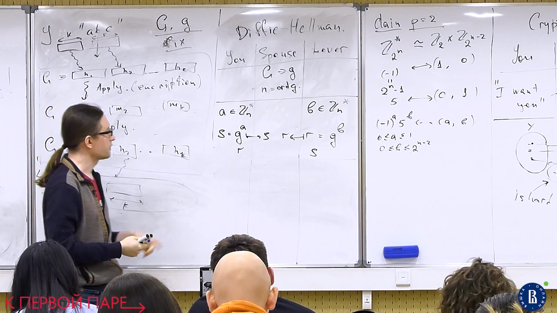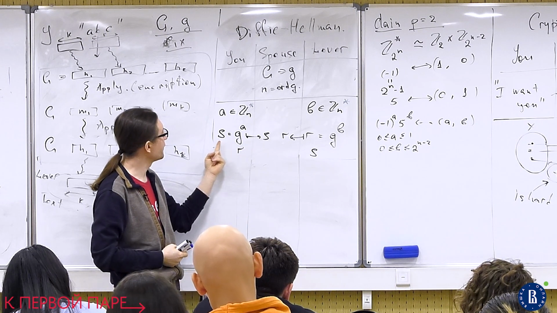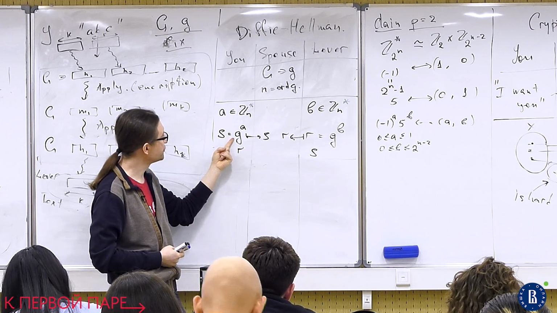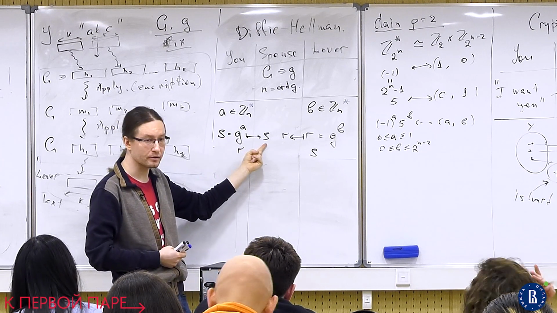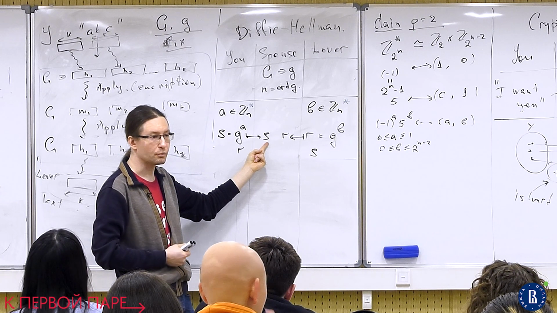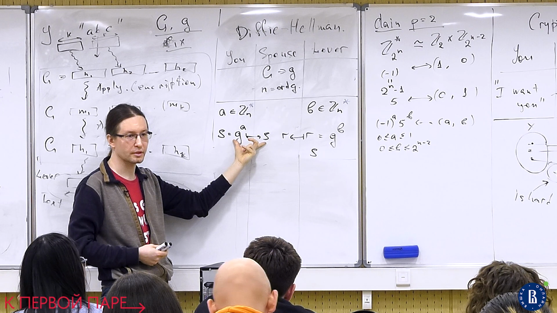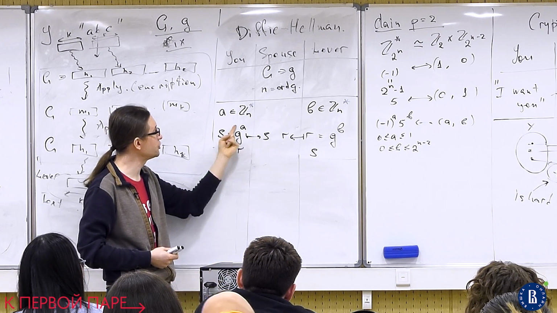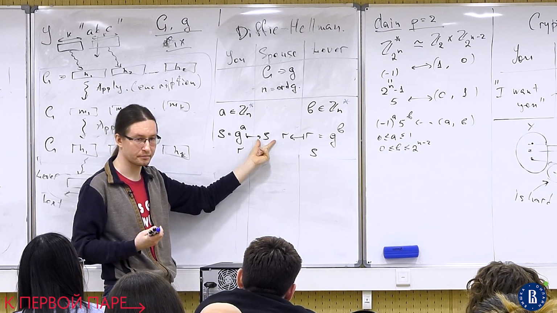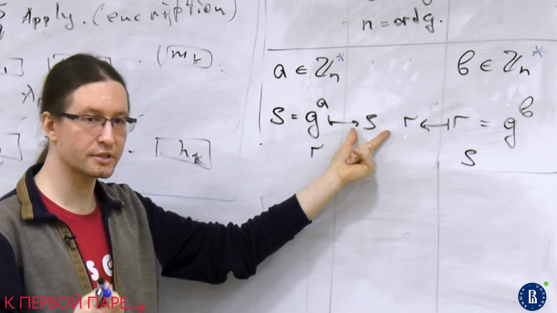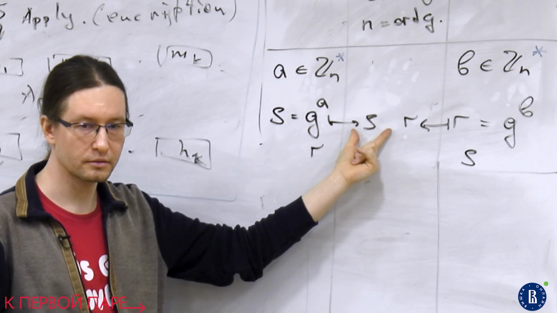Now, here's one remark. Here we know that the element S is of the form G to the A. But here we don't know the element A. In order to find the element A, we have to solve exactly the discrete logarithm problem in this particular group. We have to find an element A such that G to the A is equal to S. So we believe that this is a hard task. So we believe that it's impossible to recover the integer A just looking at the element S.